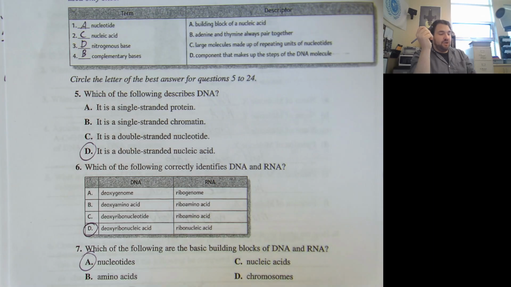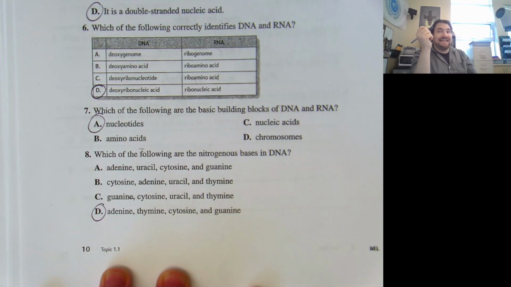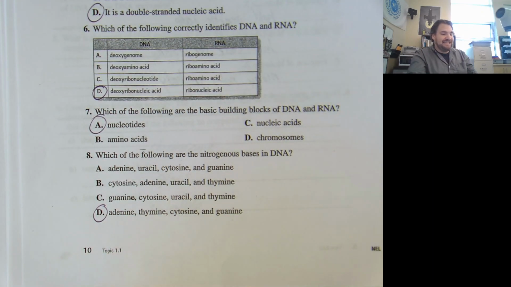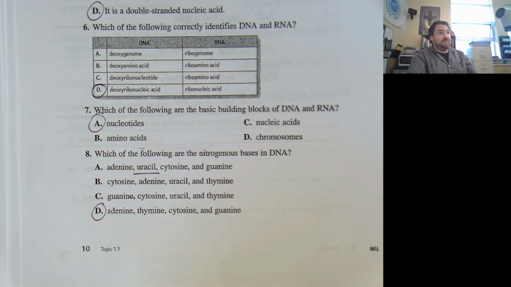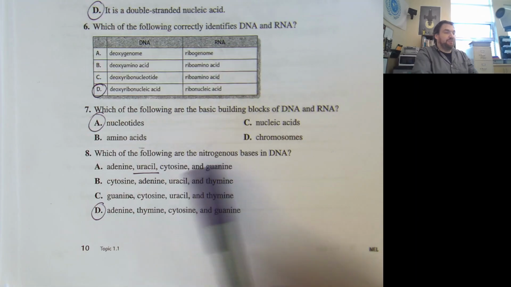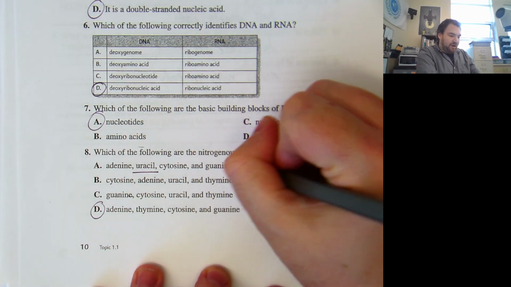Question 8. Which of the following are the nitrogenous bases in DNA? The answer, of course, is D. If the question said, which of the following are the nitrogenous bases in RNA, the answer would be what? C. Well, which one is it? It is A. Because uracil replaces thymine in RNA. Thymine is not there. It's uracil, but the other three are still present. So this here would be RNA.